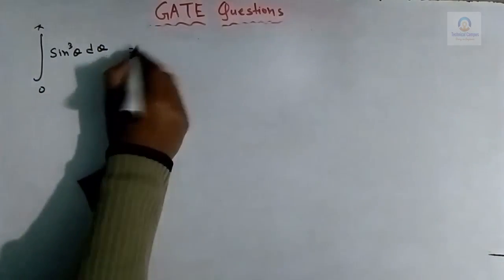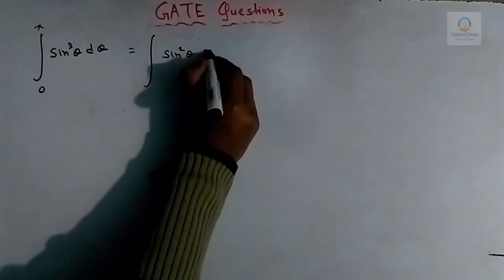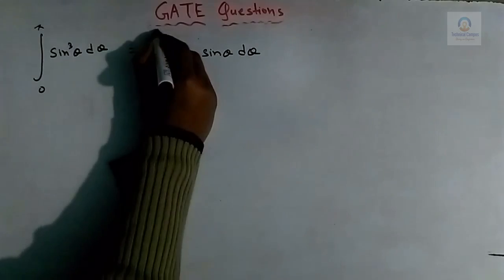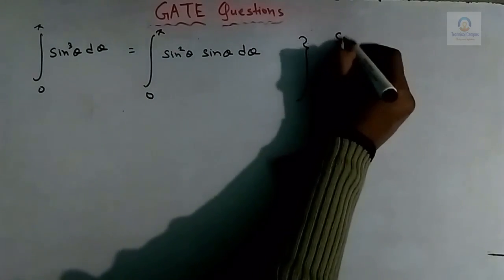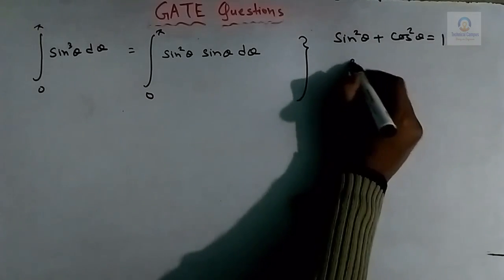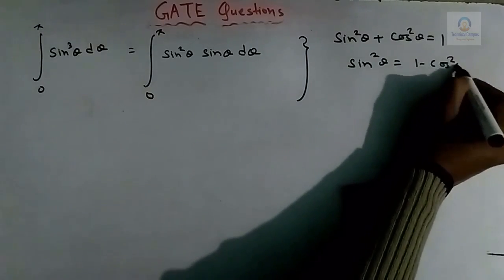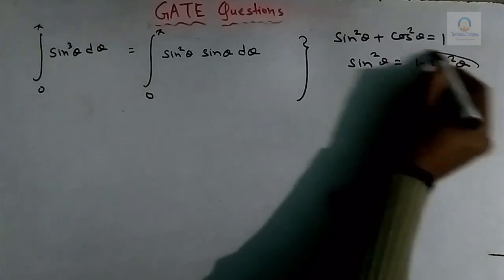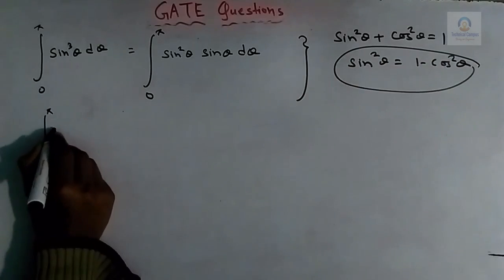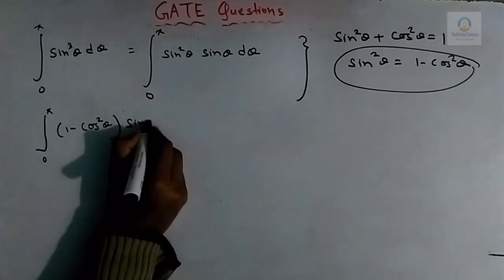You can see we can write this as sin square theta into sin theta, because we all know the formula for sin square theta, so we can break this. We have just learned that sin square theta plus cos square theta is equal to 1, and from this equation sin square theta is equal to 1 minus cos square theta. Now if we replace the value of sin square theta by 1 minus cos square theta, then it will be 0 to pi, 1 minus cos square theta into sin theta d theta.